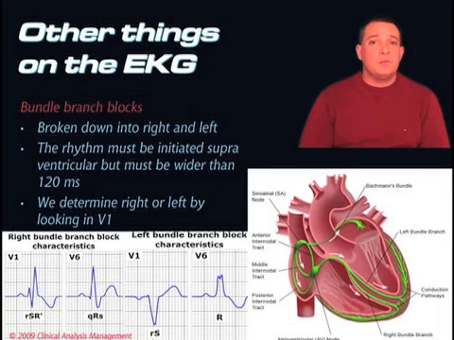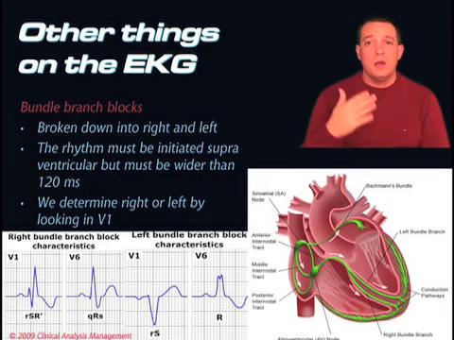When we talk about bundle branch blocks, remember a bundle branch block is where one of the two bundles, either the right bundle of the right ventricle or the left bundle of the left ventricle, is for some reason being delayed. The conduction down that bundle is being delayed, and most of the time this is because of a structural abnormality or because of ischemia in that part of the heart.